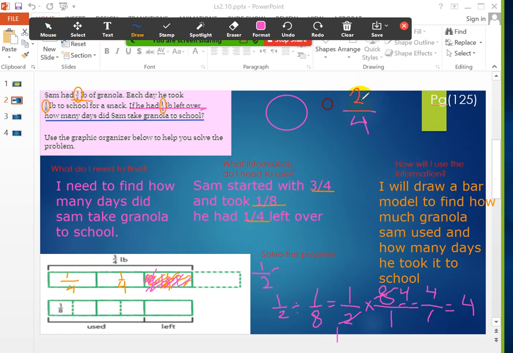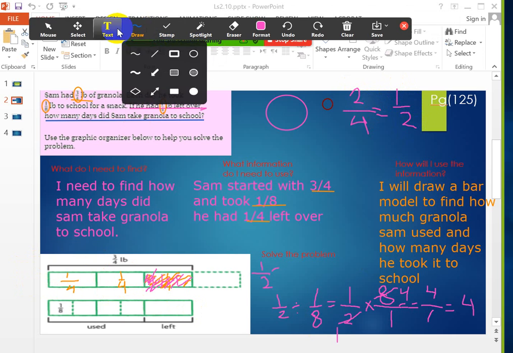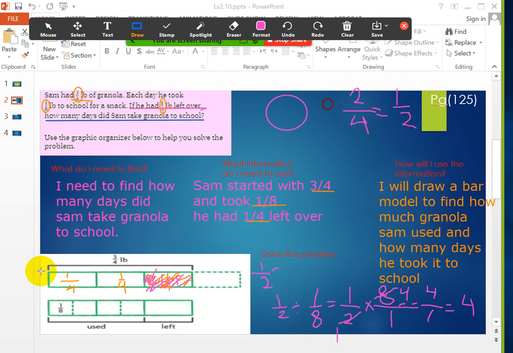If you divide both numerator and denominator by 2, it will be 1 over 2. So this side equals 1 over 2. So this is the amount that he used.